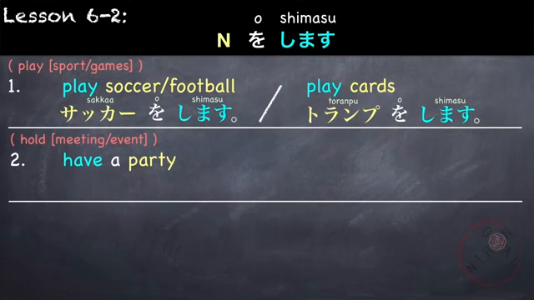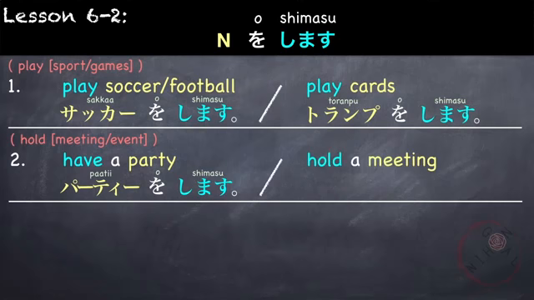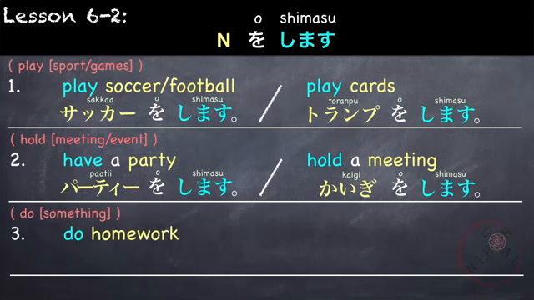Another meaning of shimasu is to hold a meeting or an event. For example, have a party. Party o shimasu. Or hold a meeting or have a meeting. Meeting is kaigi. Kaigi o shimasu. And lastly, shimasu means to do something. For example, do homework. Homework is shukudai. Shukudai o shimasu.